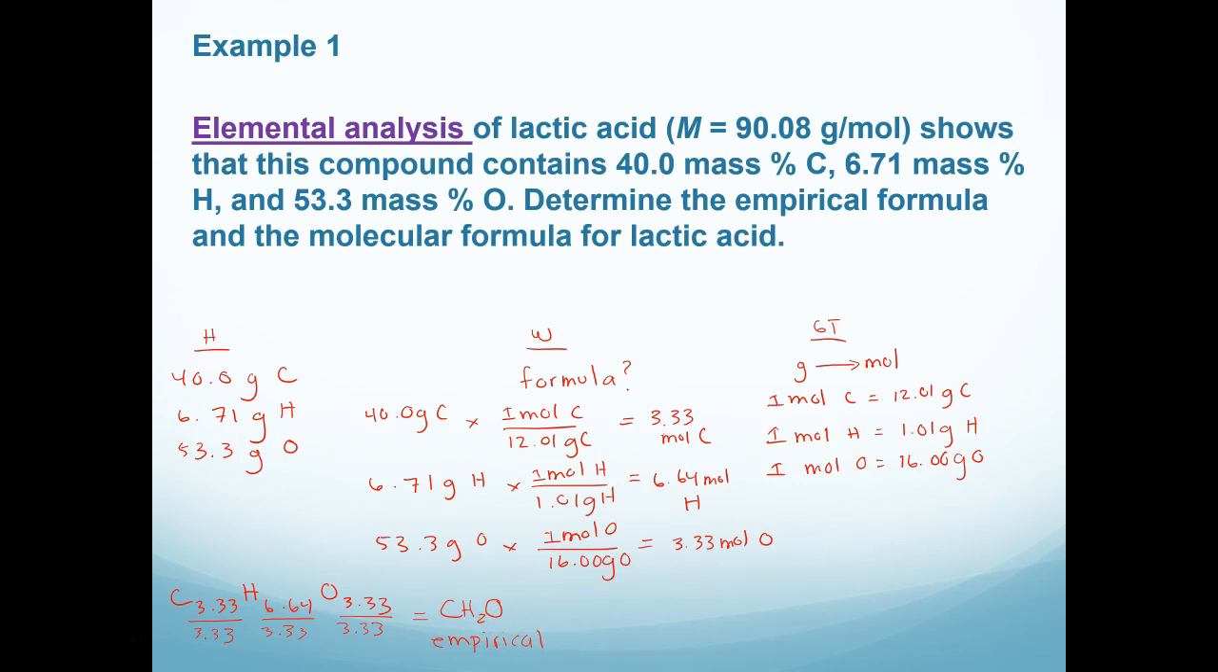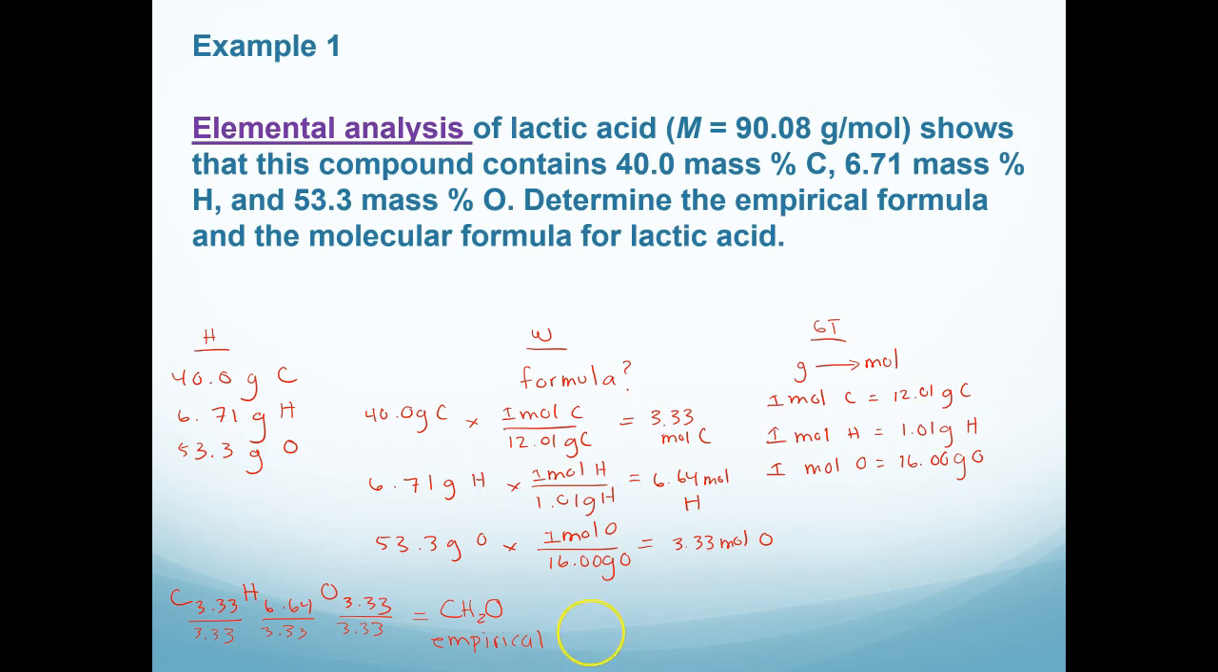Okay. Now, if we were to go through and divide and we didn't get whole numbers, then we would need to multiply every single subscript by some factor to get the smallest whole number ratio. Okay, so that would be another step. One question I get often is about rounding. If you divide and you get 0.96 or higher, you can go ahead and round that to a whole number. Right? So this is our empirical formula, and now we want to find the molecular formula.